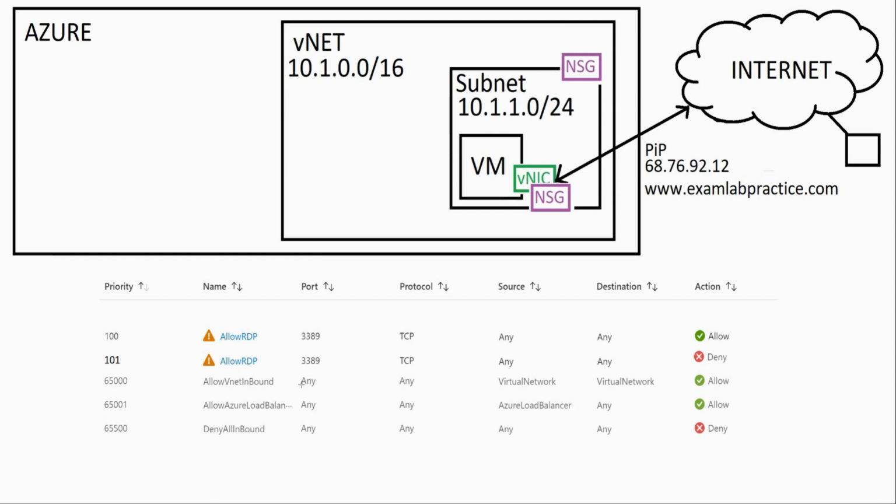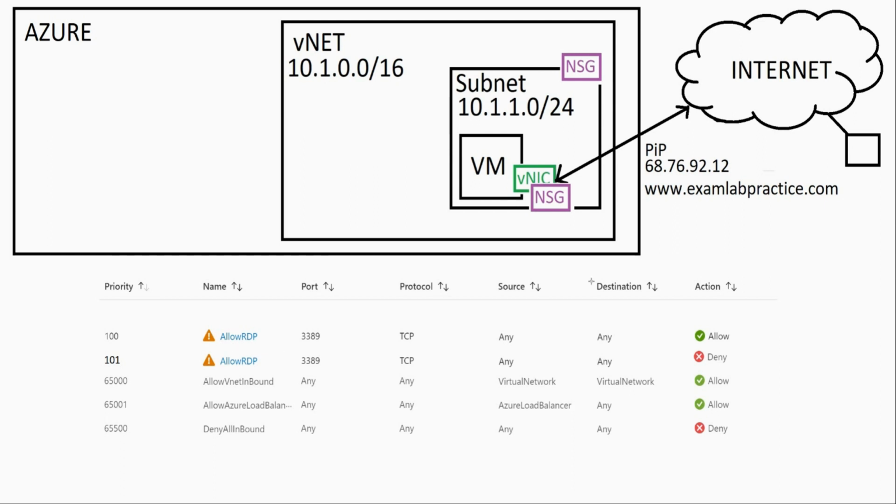So a lot of people are like, "Oh, well, isn't it most restrictive?" No, it is not most restrictive. It is the first rule that applies to you is the one you get. So if you were connecting in using this public IP address on port 3389, you would be allowed. You would never be denied.